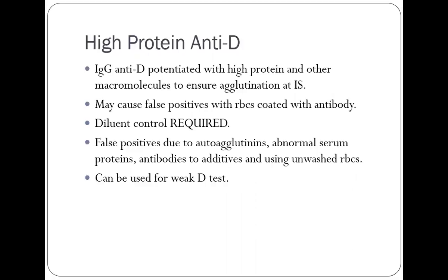So the high protein anti-D reagent is potentiated with high protein and other macromolecules to ensure agglutination. We said it might cause false positives, so you always need to have a control. Your control should be negative in order for you to ensure that the positive reactivity you're getting is truly positive, and not due to a false positive because of abnormal serum proteins or other antibodies to the additive of the actual reagent.